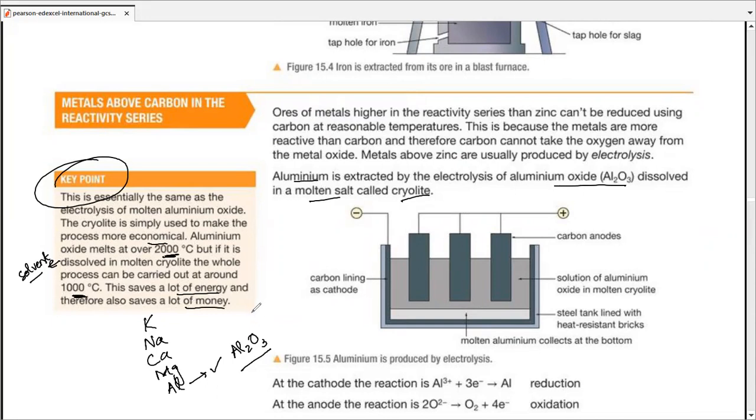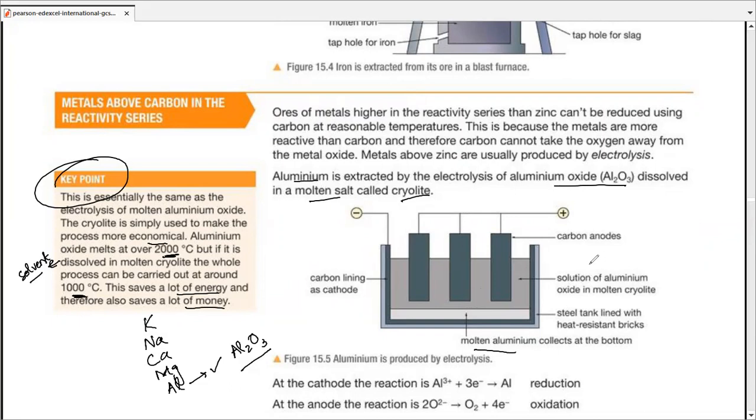That saves a lot of costs in the fuel that we use to burn in the heating up or the melting of this aluminum oxide. Majorly, coal is used for this purpose.